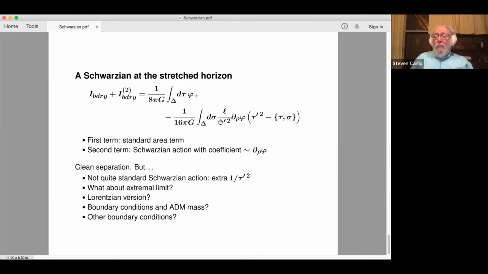There's more to understand about these new boundary conditions, fixing the dilaton and its normal derivative. In particular, there may still be some way of relating this to the ADM mass and making this into a genuine microcanonical ensemble, but this is also something that I've just started to look at.